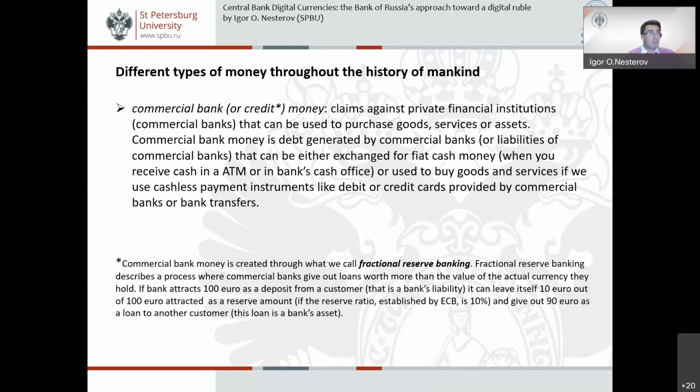You may ask me why using commercial bank money is in essence an exchange of private commercial banks' liabilities. It's quite simple, because when a person or a company or any other legal entity opens a bank account and puts some cash fiat money, that is legal tender coins and banknotes, onto this account, in this process, they create the bank's liability, that is, the commercial bank's debt to the depositor.